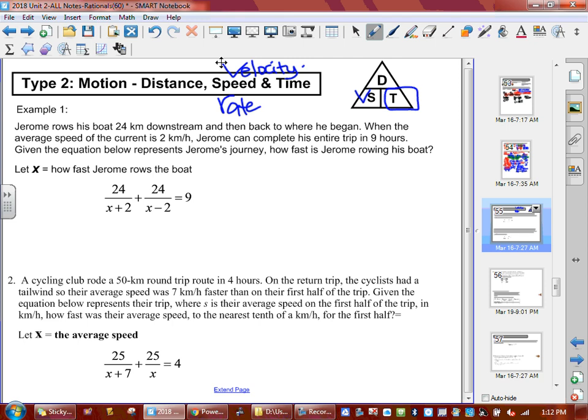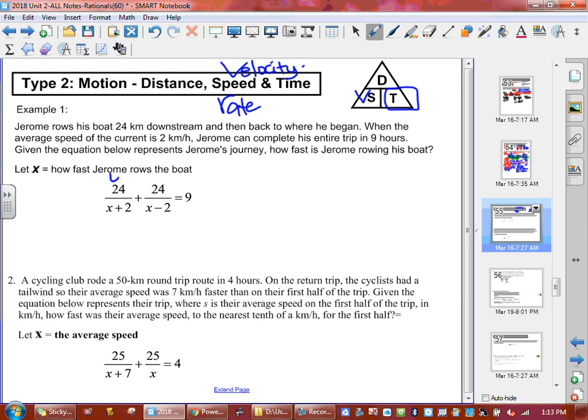So we have to kind of make a legend. Here, we're going to let x be how fast Jerome is going to row his boat. Let's read what we got here. Jerome rows his boat 24 kilometers downstream and then back to where he started. Then it says, when the average speed of the current is 2 kilometers, Jerome completes his entire trip in 9 hours. Given the equation, how fast does he row his boat?